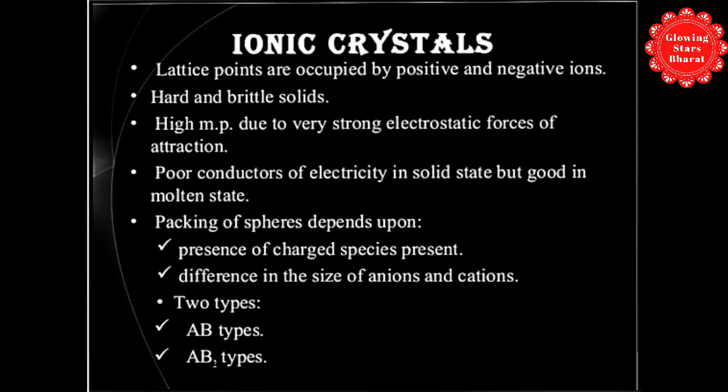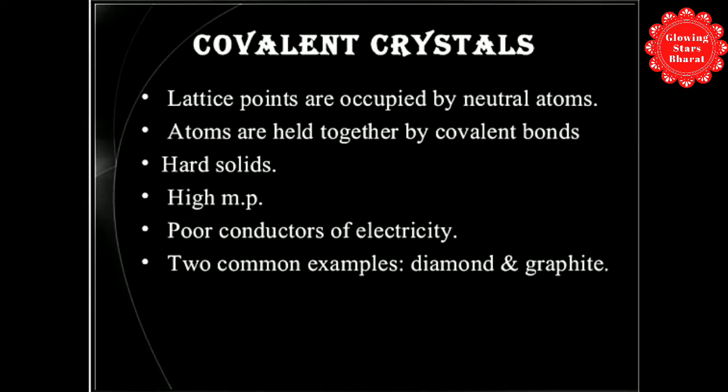Ionic crystals are of two types. First is AB type and second is AB2 type. Next is covalent crystal. In covalent crystals, the main point is lattice points are occupied by neutral atoms. Second, atoms are held together by covalent bonds. They are hard, have a high melting point, and are poor conductors of electricity. Two common examples of covalent crystals are diamond and graphite.